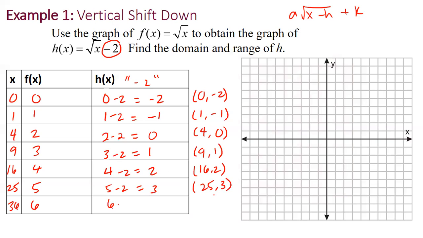And then we have 6 minus 2, which is 4. And we would be at 36, 4. Okay. Questions about what we did for a translation down? No? So when I plot these, I'm going to go to 0, -2. I go to 1, -1. I go to 4. 1, 2, 3, 4. 4, 0. And I go to 9, 1. 5, 6, 7, 8, 9. Hopefully you're not looking at me for plotting because you can count and plot on your own. And there's my transformed square root function, shifted down 2 units.